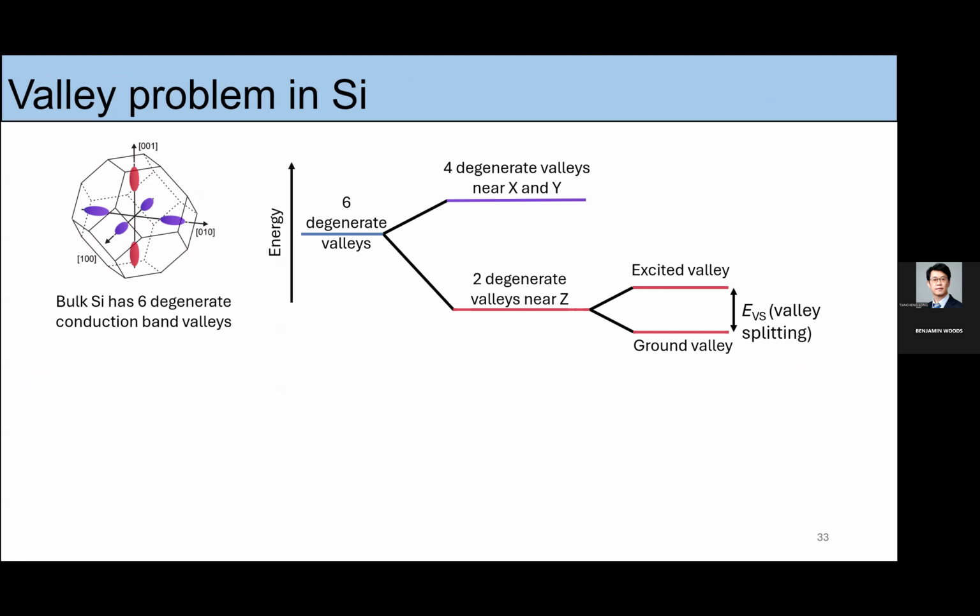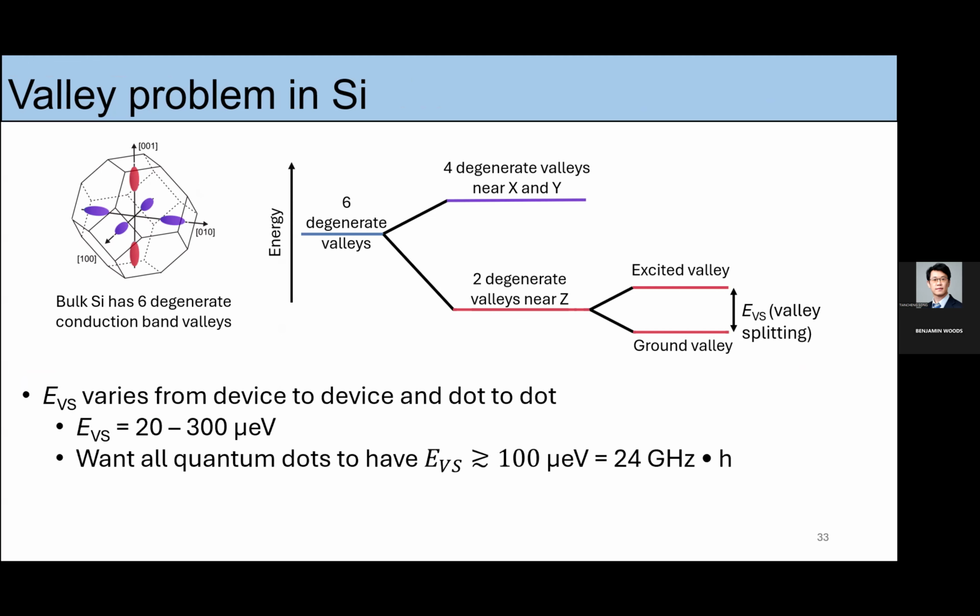We would like it to be big enough, right? So that we don't have to worry about the valley splitting. If it's big enough, then the excited valley is just some high energy state that never gets occupied. And we can just think about defining a spin qubit within this ground valley manifold, right? The problem is that this valley splitting actually varies from device to device and even from dot to dot. So if you move from this location to just a couple tens of nanometers away, the valley splitting can be completely different and is actually often uncorrelated with each other.